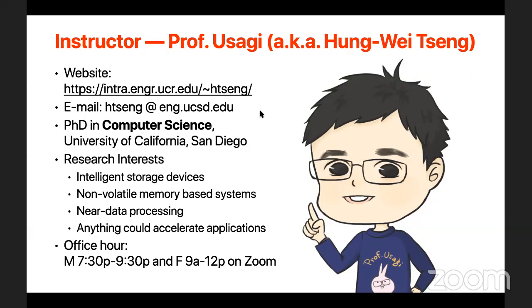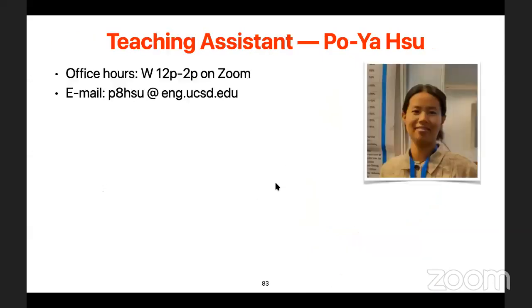Talking a little bit about myself, I have a PhD in computer science. I got my PhD degree in the computer science department, the same as many of you, at UC San Diego. I'm interested in intelligent storage systems, non-volatile memory, near data processing, and anything that could accelerate applications. I have office hours at this time on Zoom.